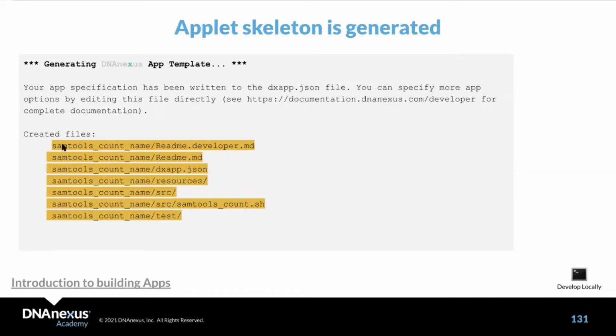The name of the directory will be the applet name that you provided, and inside that it will be generating a README for developers, then a Markdown README for users, dxapp.json for customization, then a resources directory, a source directory, where you actually put your script, and also a test directory.